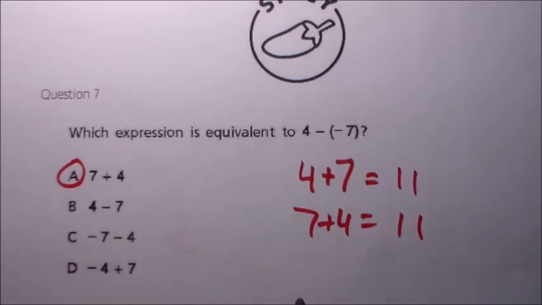Everything else doesn't even come close. Don't get fooled by this one. This would be negative 7 minus 4, which would be negative 11, and everything else just isn't close. Your answer is A. We're good.